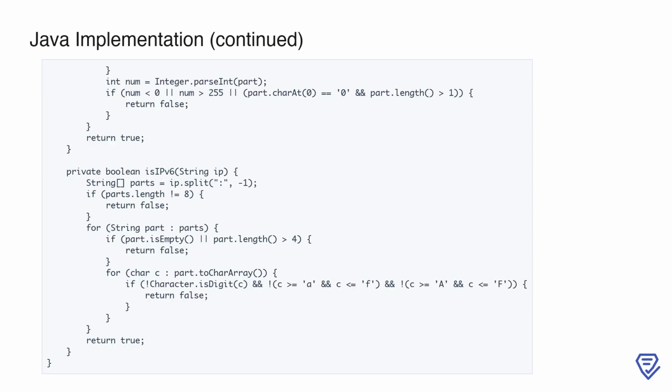We also check that all characters in the part are either digits, lowercase letters from A to F, or uppercase letters from A to F, as these are the valid hexadecimal characters allowed in IPv6. If any part fails these conditions, we return false. If all parts meet the criteria, the method returns true, confirming the input as a valid IPv6 address.